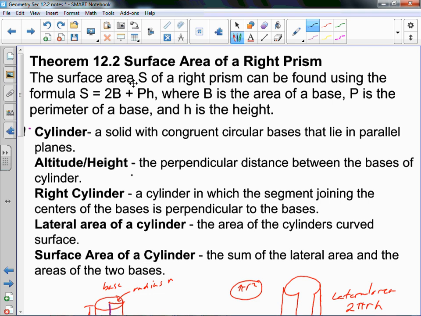Now, Problem 12.2 actually gives us a simpler way to do that. It tells us the surface area S of a right prism can be found using the formula S equals 2 times B plus P times H, where B is the area of a base, P is the perimeter of a base, and H is the height. All right, so figure out 2 times the area of the base plus the perimeter times the height.